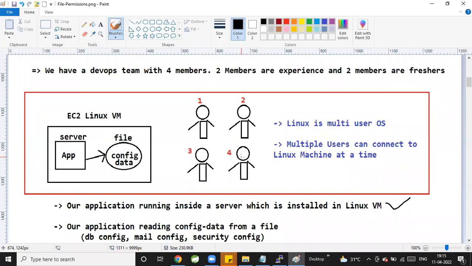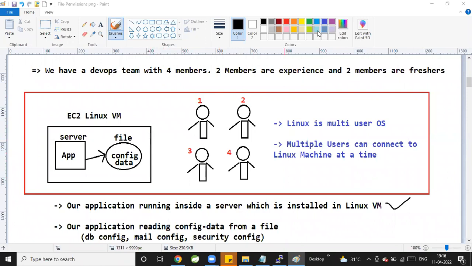No, my requirement is that only experienced DevOps engineers can modify the file data, whereas freshers can only see the file data. Freshers should not be able to modify the file data. That is the restriction I want to apply to my configuration files because of security reasons. Are you able to follow me? Freshers should be able to only read the data. They should not be able to write data to the file. Whereas experienced people should be able to read and write the data in the file.